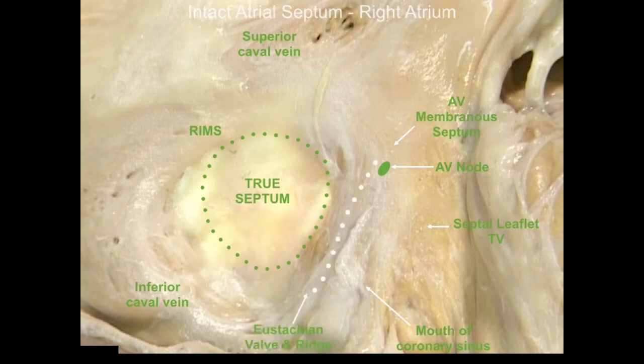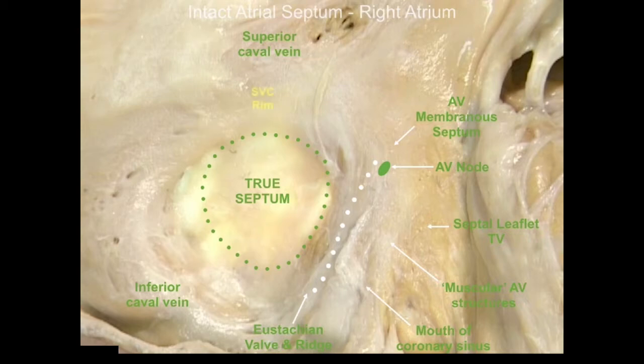Now, in between the coronary sinus and the inferior caval vein, we have a very important ridge of tissue. This is the eustachian valve and the eustachian ridge, and these separate the mouth of the coronary sinus from the atrial septal structures. We'll look at that in more detail in just a moment, how this relates to the rims of the atrial septum.